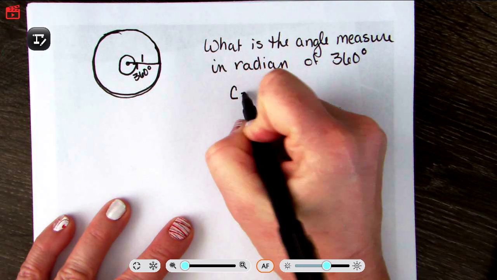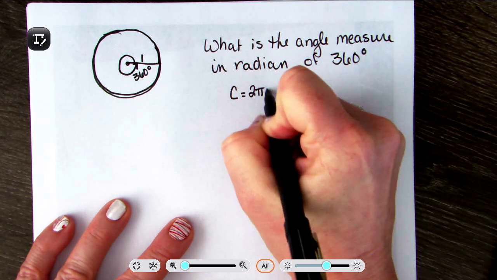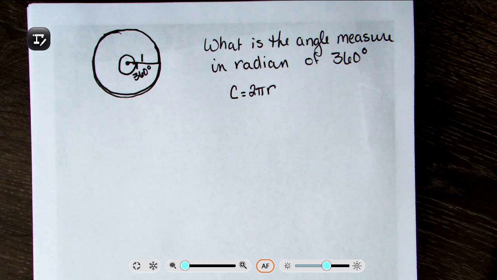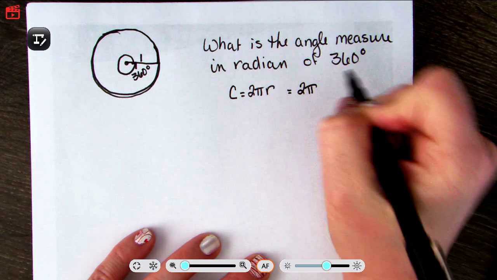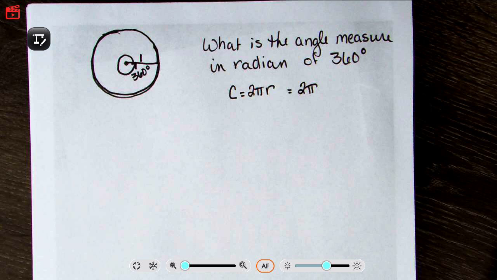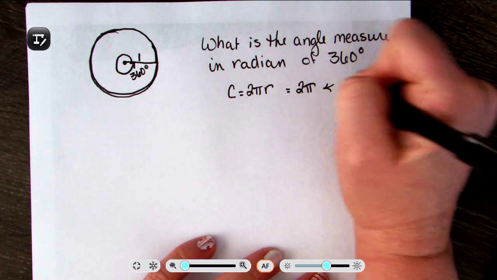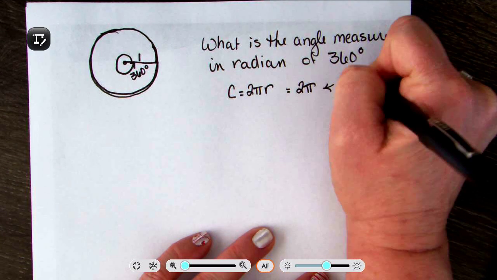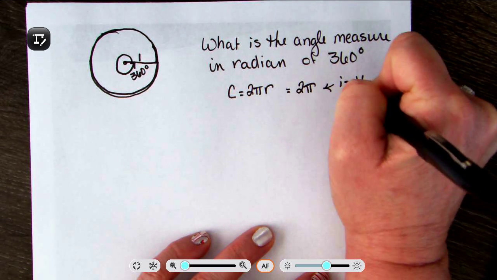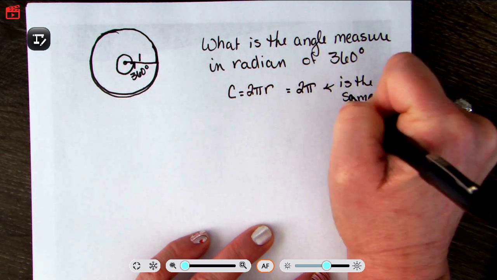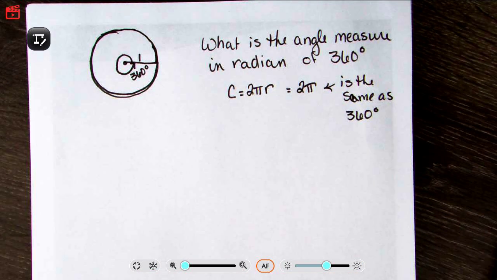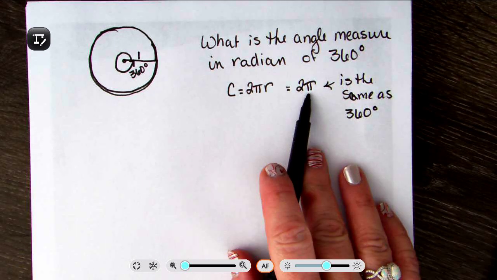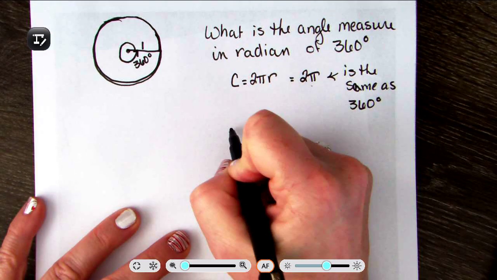And we know that circumference is 2 pi r. But the special case when we're doing radian measure, our radius has to be 1. So that means our radian measure is the same as our circumference, which is 2 pi. So that is the same as 360 degrees.